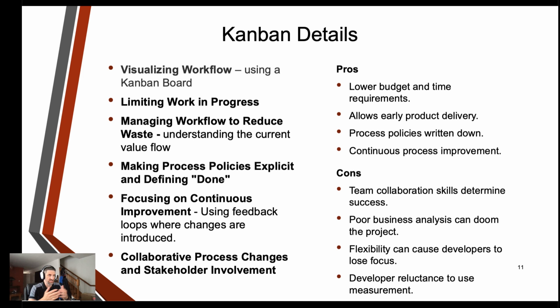Making process policies explicit and defining done. This is huge, right? So what does done mean? Whether it's an iteration or a product or whatever, understanding what the done state means and clearly identifying it is extremely important. Otherwise, there could be this process that just keeps going and everybody's like, is it done? Are we done with this? Did it meet the requirements we need? So identifying what done is very important. Having the policies be explicit is also very important at each stage in the work.